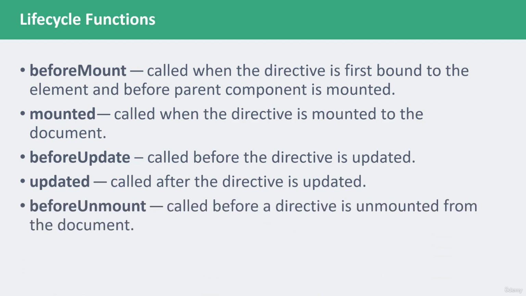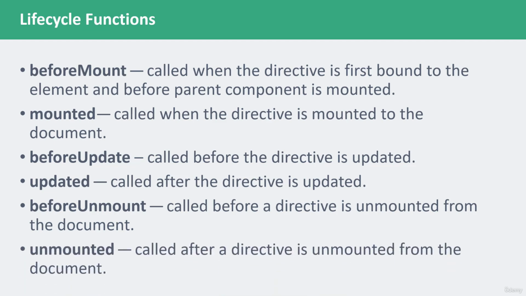Next, there's the before unmount hook. Directives can be removed from the document. For example, let's say we were using a directive in a component that is being unmounted. The directive will also be unmounted. We can use this function to run some logic before the directive is unmounted. Lastly, we have the unmounted hook. This hook will run when the directive has been unmounted from the document. All 6 hooks are optional. You will most likely not use all of them unless you're creating a complex directive.